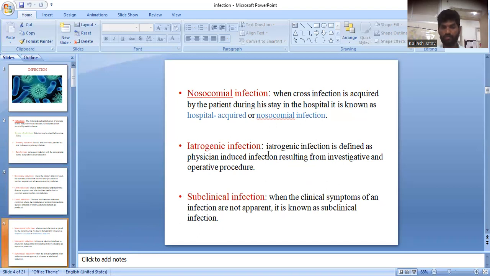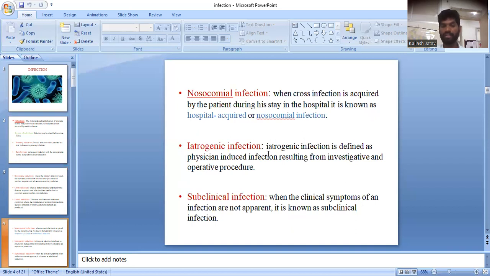Nosocomial infection. When cross infection is acquired by the patient during his stay in the hospital, it is known as hospital-acquired or nosocomial infection. Iatrogenic infection is defined as physician-induced infection resulting from investigative and operative procedures.